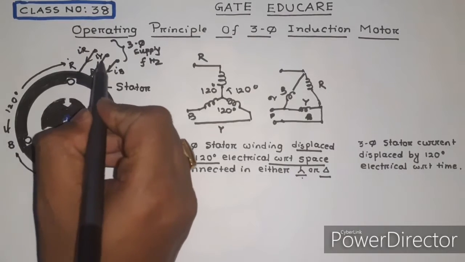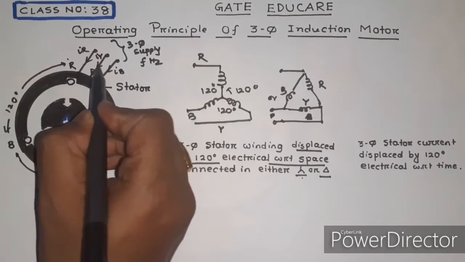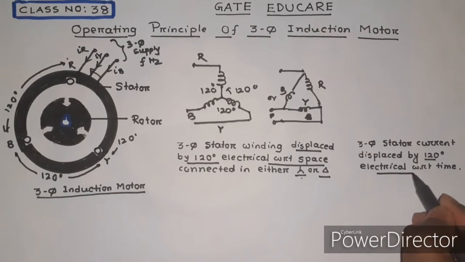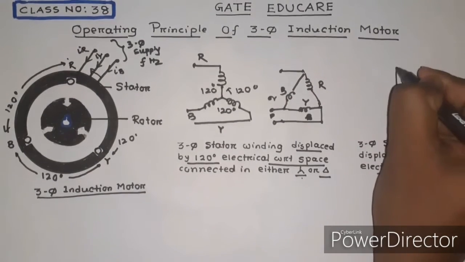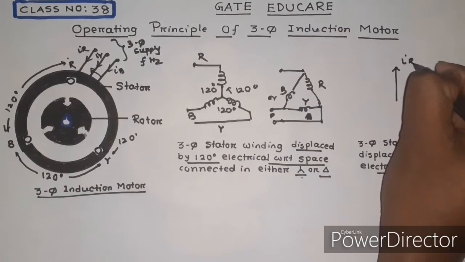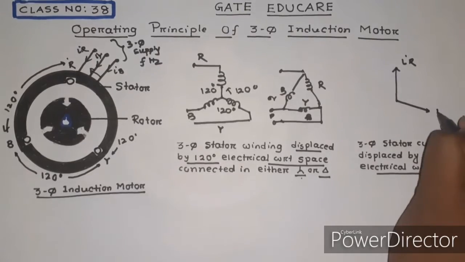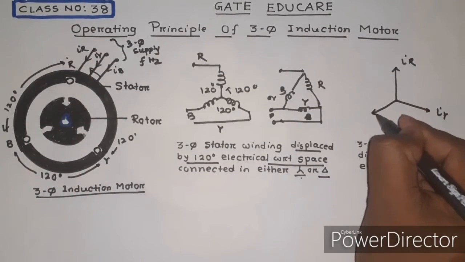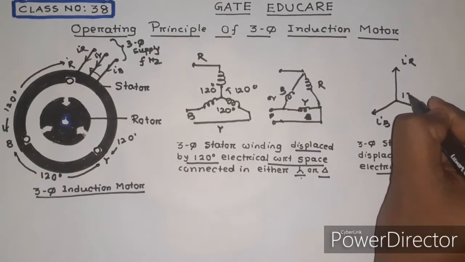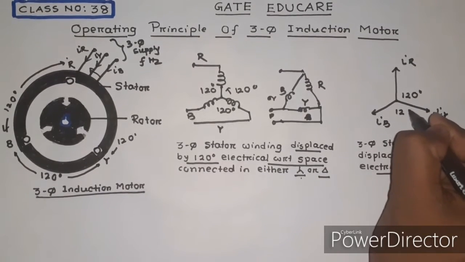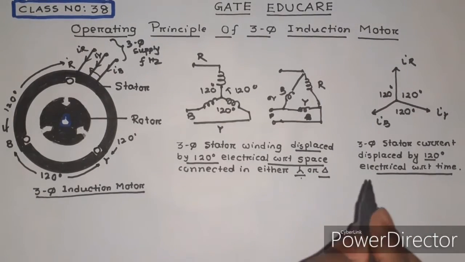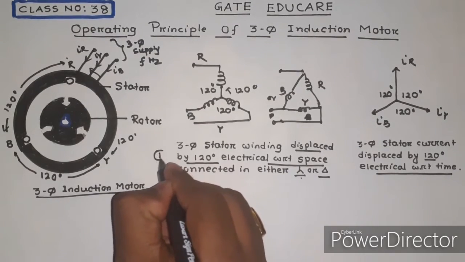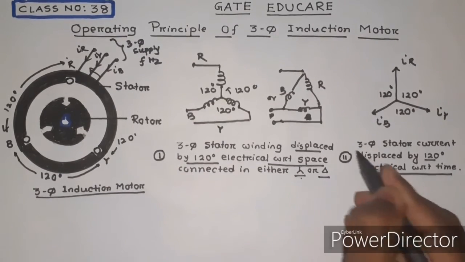This three-phase current must be displaced by 120-degree electrical with respect to time. That means if I draw the phasor of this three-phase current, it must be like this. This is the I of R. This should be the I of Y. This should be the I of B, and this angle should be 120-degree, this angle should be 120-degree, and this angle should be 120-degree. This is condition number 1, this is condition number 2.